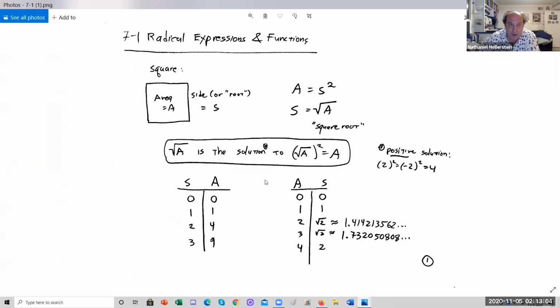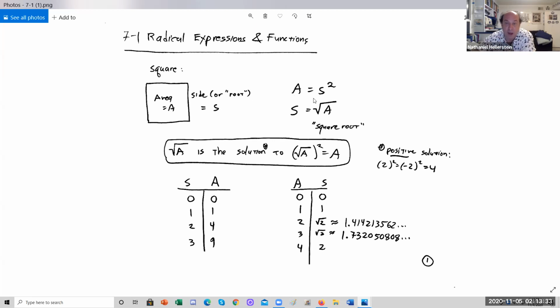Okay. Today we will be discussing radical expressions and functions, section 7.1, and section 7.2, rational exponents. We start with square roots. We start with a square. Here's a square. It has an area, call it A. It has a side, or for some reason it's called a root, S. And the area equals S times itself, S to the second power, S squared, because that's a square.